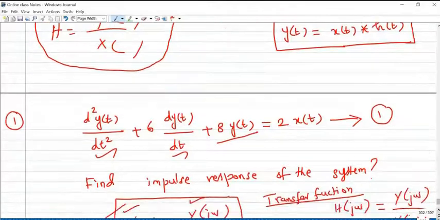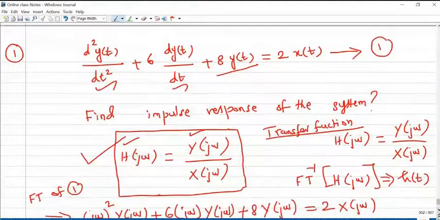So yesterday we started solving the problem. An LTI system characterized by the differential equations. First problem, find the impulse response of the system. The characteristics of the LTI system described by the differential equations. Okay, so how to find the impulse response of the system?